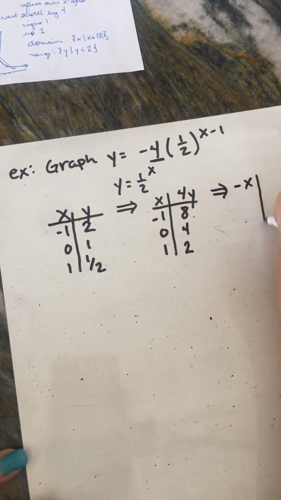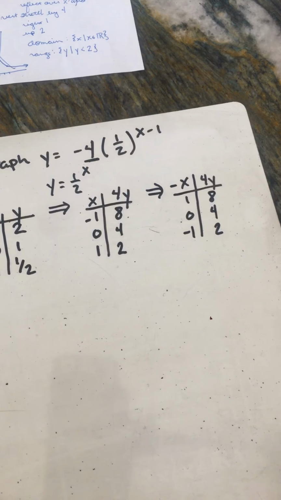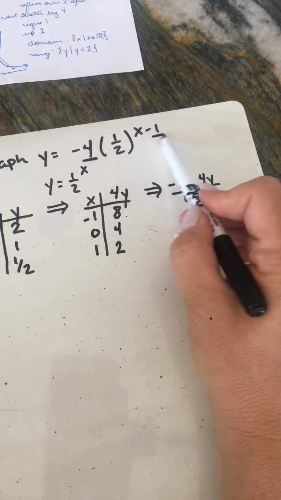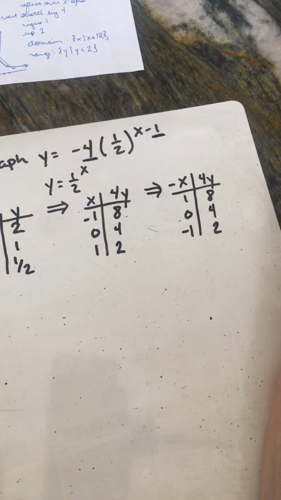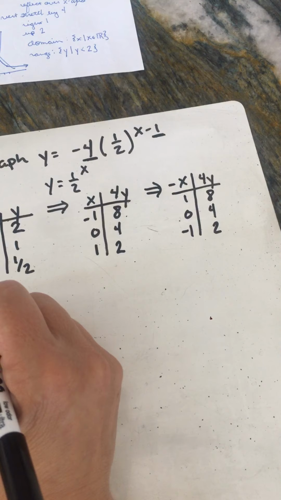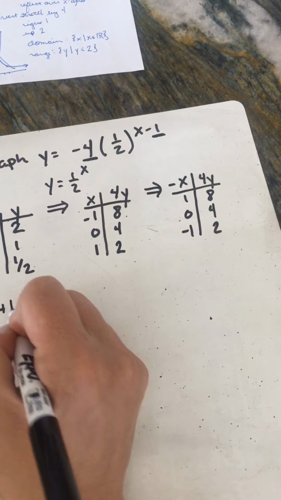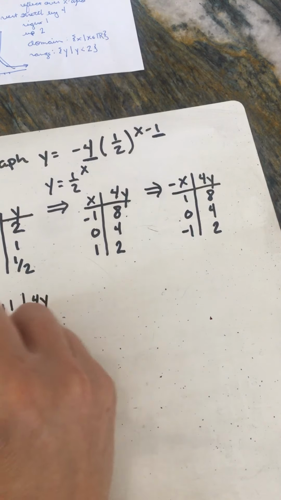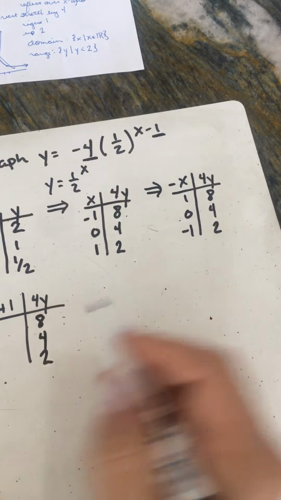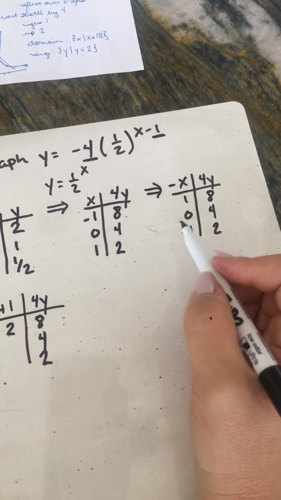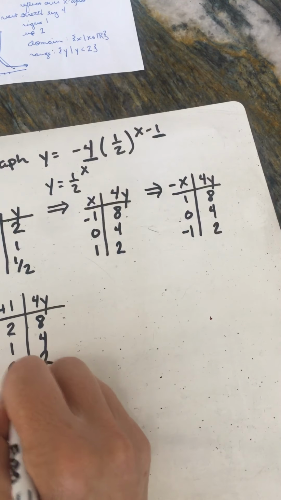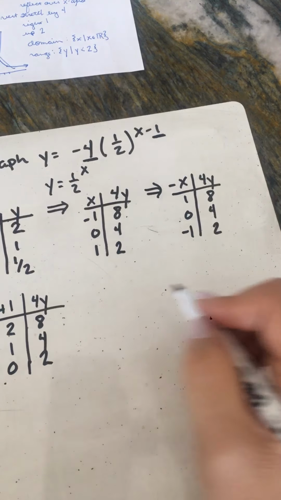We're going to do negative x, and this is the 4y. So I've got 1, 0, negative 1, and this is just the 8, 4, 2 again. That hasn't changed. All right, then last thing, we've got a horizontal shift of 1 unit. We're going to go 1 unit to the, do you remember? It's to the right. All right, so we're going to do x plus 1. And this is 4y. So 4y doesn't change at all. Our x's will. So we've got 1 plus 1 is 2. I've got 0 plus 1 is 1, and negative 1 plus 1 is 0. So these are my new coordinates with all of our translations.